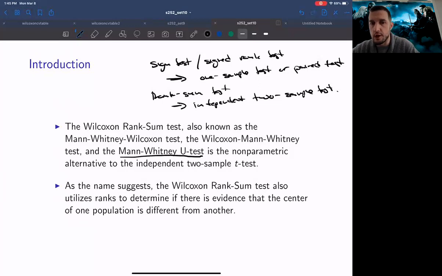So it has a lot of different names in the literature. The purpose of the rank sum test, again, is pretty much the same as the other non-parametric tests that we've seen so far. Basically, we're going to utilize the ranks of the data that we're working with to determine if there's evidence that the median of one population is different from, greater than, or less than the median of another population.